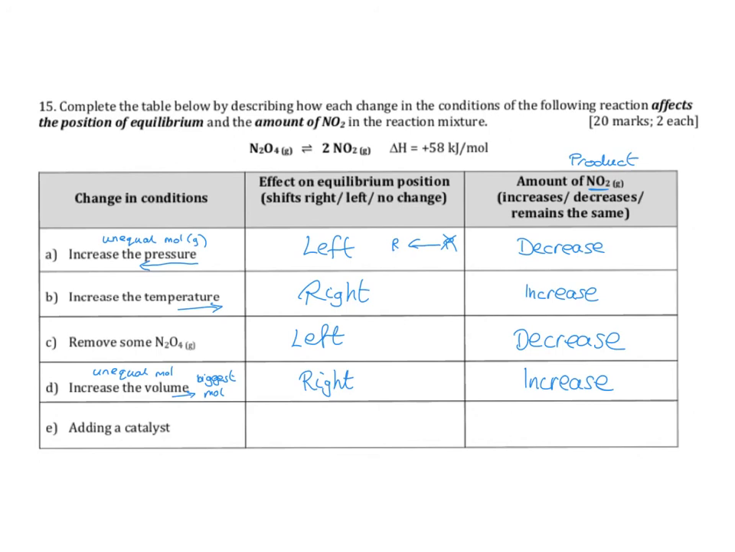Adding a catalyst. Remember, the catalyst will decrease the activation energy for the forward and the backwards reaction, so there is going to be no change. And the amount of NO2 is not going to change.